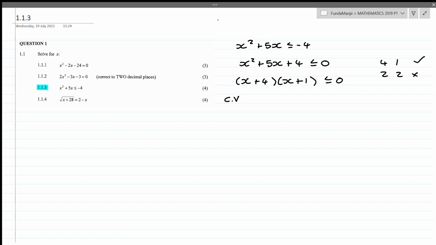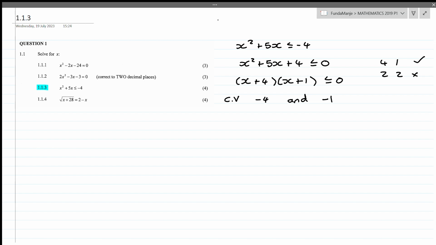Then from here we don't write x is equal to, but rather we identify our critical values. In this case, if I say x plus 4 is equal to 0, then my critical value will be negative 4, just like my answer would have been x is equal to negative 4 if it were an equation. Then the other critical value is negative 1. So we put negative 1 there.